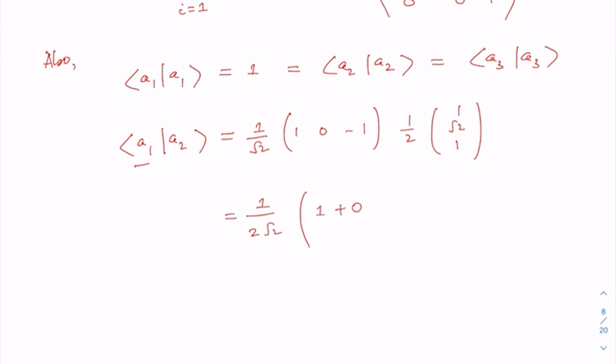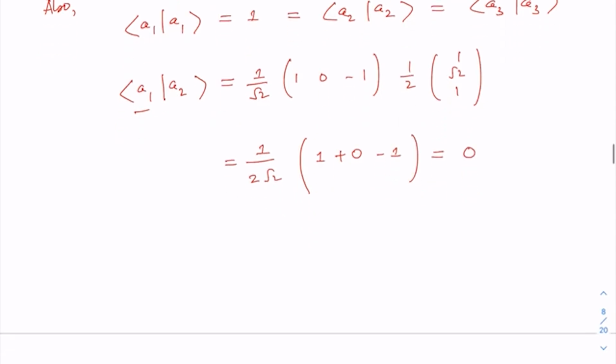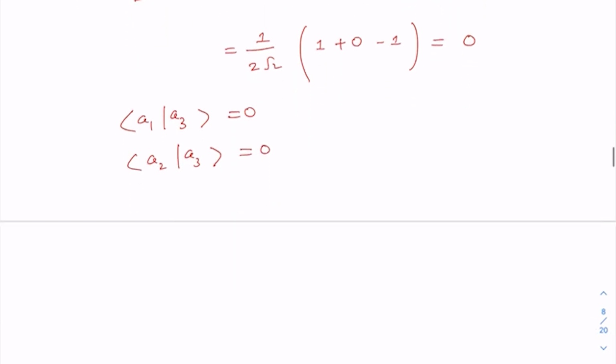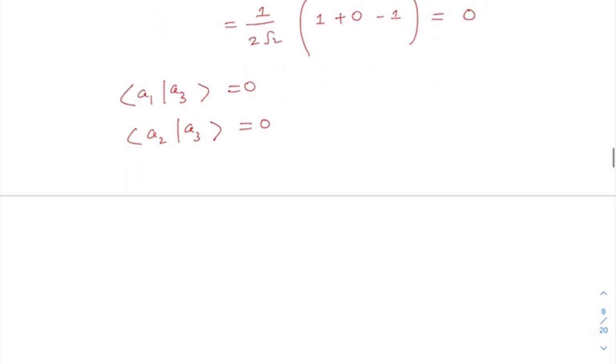Then you have here 0 minus 1. So clearly you see, you will get it as 0. So similarly you can show a1 a3 is equal to 0, a2 a3 is equal to 0. So therefore you see they form an orthonormal basis as well. Same is the case for the Bs. Okay, b1 b2 b3.